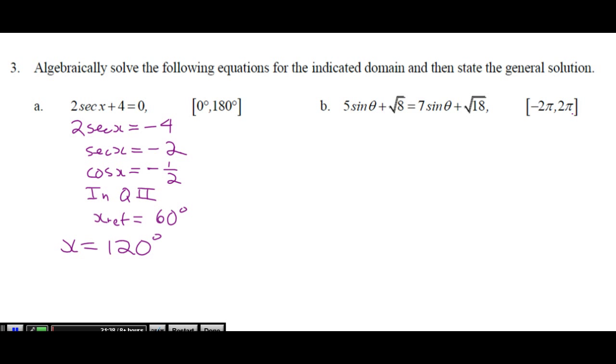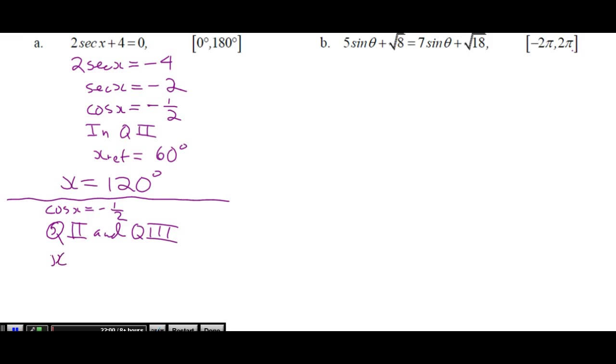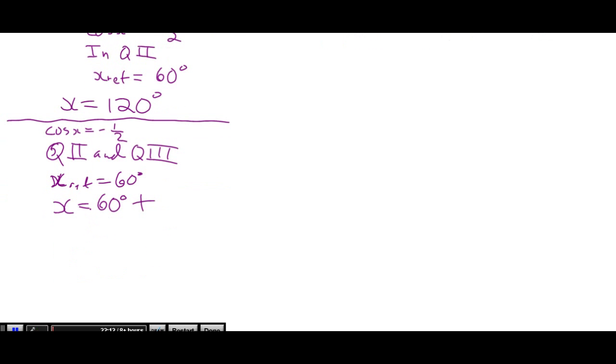Oh, and then state the general solution. Okay, so that's the specific, and now we got to say, okay, let's go back to here again. Let's just say cos x is negative 1/2. We're going to be in quadrant 2 and quadrant 3. My x reference angle is 60 degrees. So in quadrant 2, it's going to be 60 degrees plus what?